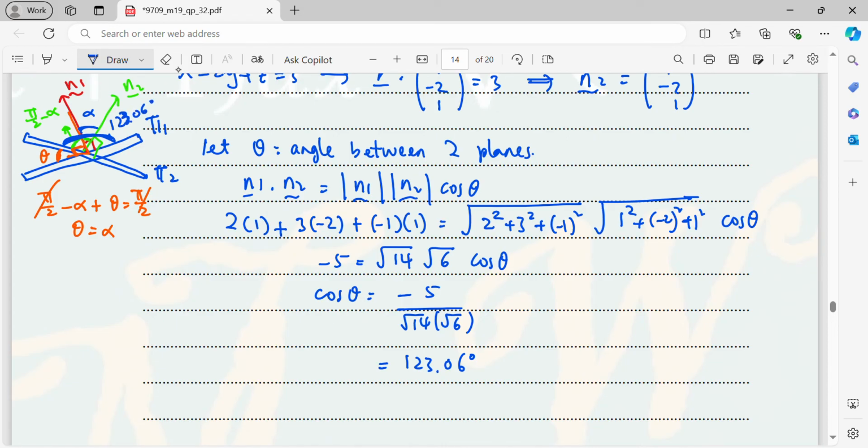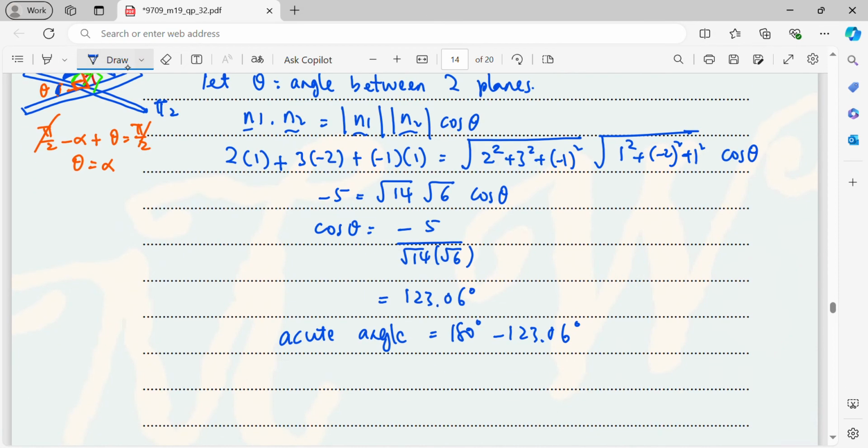And now you need to find here. So obviously that is 180 minus the value that we have just counted. Acute angle equals 180 minus 123.06 degrees. Then that is going to be 56.94. And now, remember, the angle in degrees must be one decimal place. Therefore, 56.9 degrees. So that's the solution for this part.